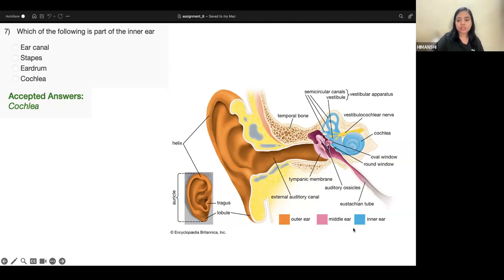You can clearly see that these are color coded. This orangish color means that it is the outer ear. This is the part which you can see to some extent, correct? Then this pink part is the middle ear part, and this blue one is the inner ear part. And these are the parts of the ear.